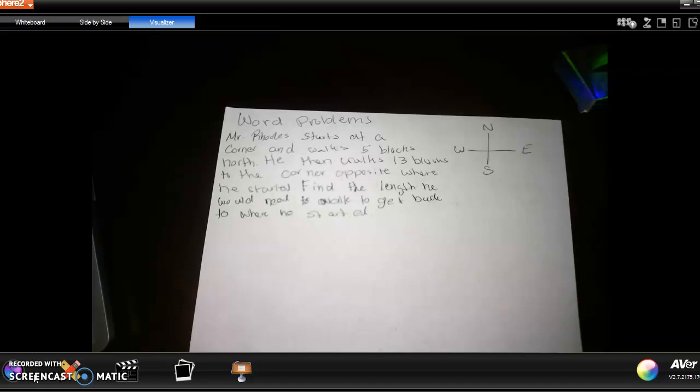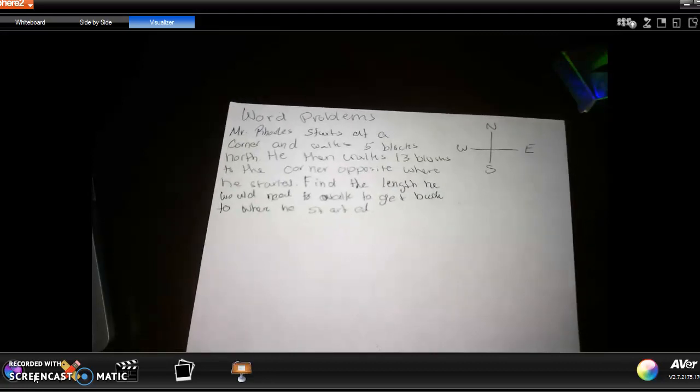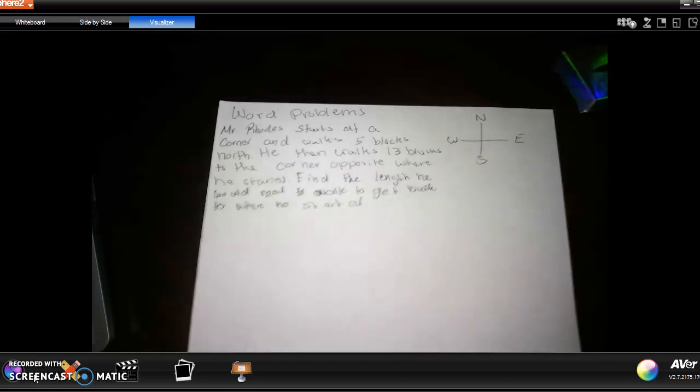Okay? So, I have a word problem in my lovely handwriting. Please do not make fun of it, but I'm going to read it anyway. It says, Mr. Rhodes starts at a corner and walks 5 blocks north. He then walks 13 blocks to the corner opposite where he started. Find the length he would need to walk to get back to where he started. So we're learning some things from this problem. First of all, Mr. Rhodes is doing a lot of walking today and getting his steps in. The second thing is how we are going to pull out the information in order to draw our picture to help us set up this problem.